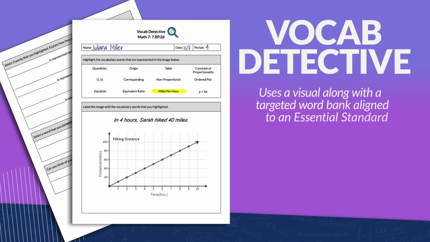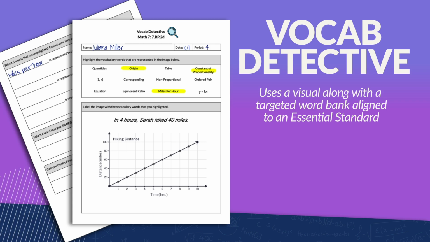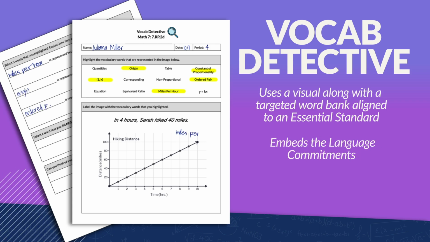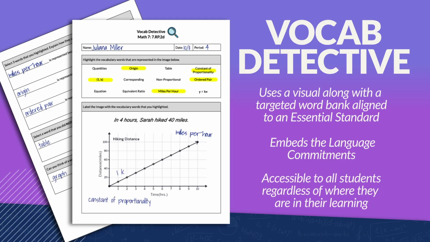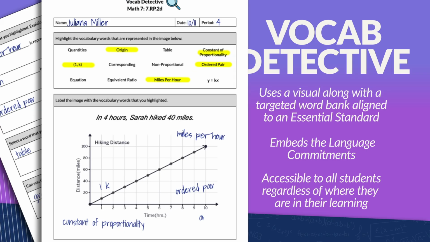We have a resource called Vocab Detective. This document uses a visual along with the targeted word bank aligned to an essential standard. This resource also embeds the language commitments, allowing for student conversations centered around academic and content vocabulary. It's accessible to all students regardless of where they're at in their learning. Let's watch how this activity is used, starting off with some student investigation.